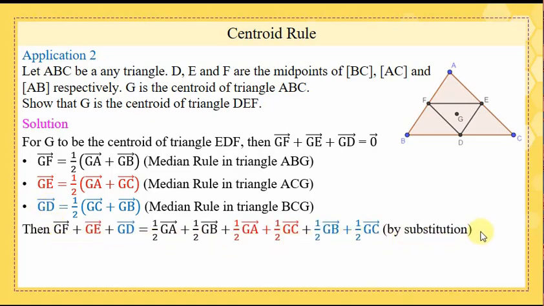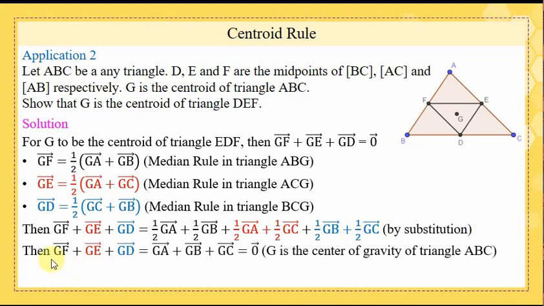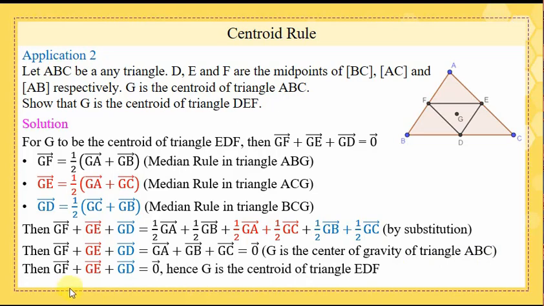We will simplify this equality to get GF vector plus GE vector plus GD vector equals GA vector plus GB vector plus GC vector, which is equal to 0 vector, since G is the center of gravity of triangle ABC. Now we can say also that G is the center of gravity of triangle DEF, since GF vector plus GE vector plus GD vector is equal to 0 vector.